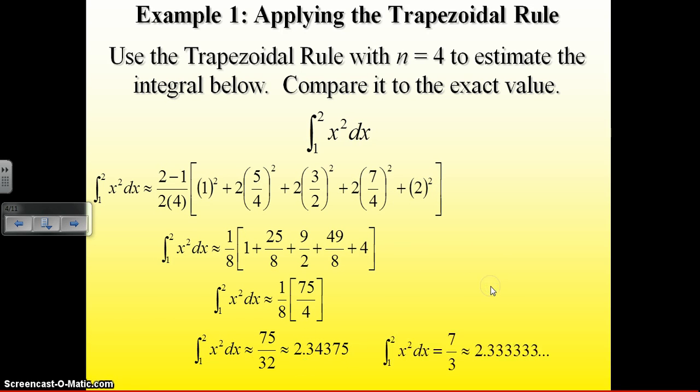Now, is this an overestimate or is this an underestimate? Well, let's see what the exact value is. The exact value, if you take this and you solve this using antiderivatives, gives us 7/3, which is 2.3333333. Now, you see that our answer is bigger. It's an overestimate. How did I know it would be an overestimate? Because this is concave up, and we said that if it's concave up, the trapezoidal rule is an overestimate.